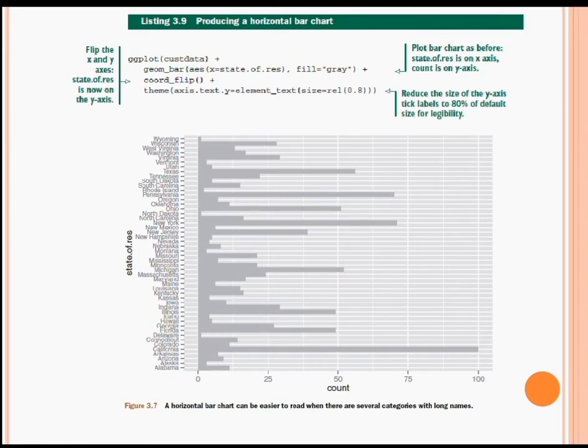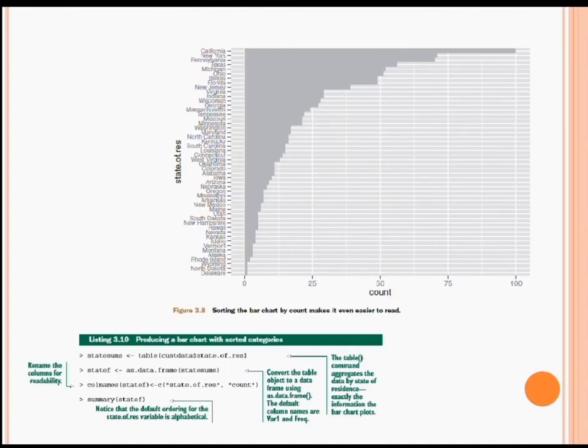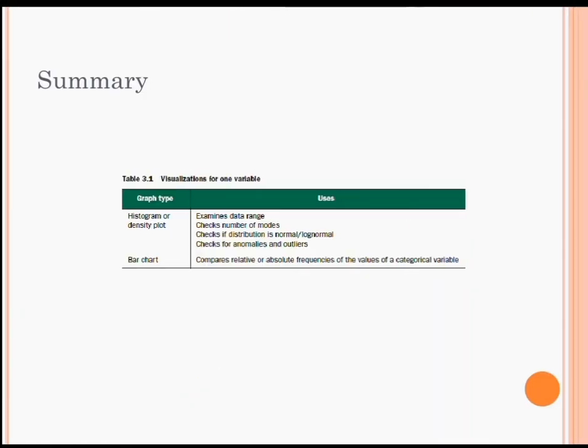This is a horizontal bar chart which can be easier to read when there are several categories with long names. Sorting the bar chart by count makes it even easier to read. So, as a summary, there are three types of graphs which can be used for visualizations for one variable: histogram, density plot, and bar chart.